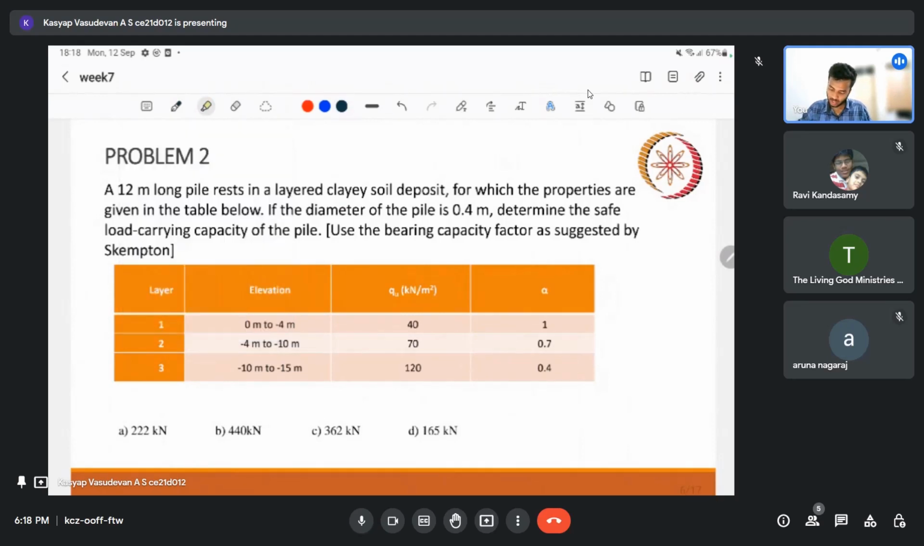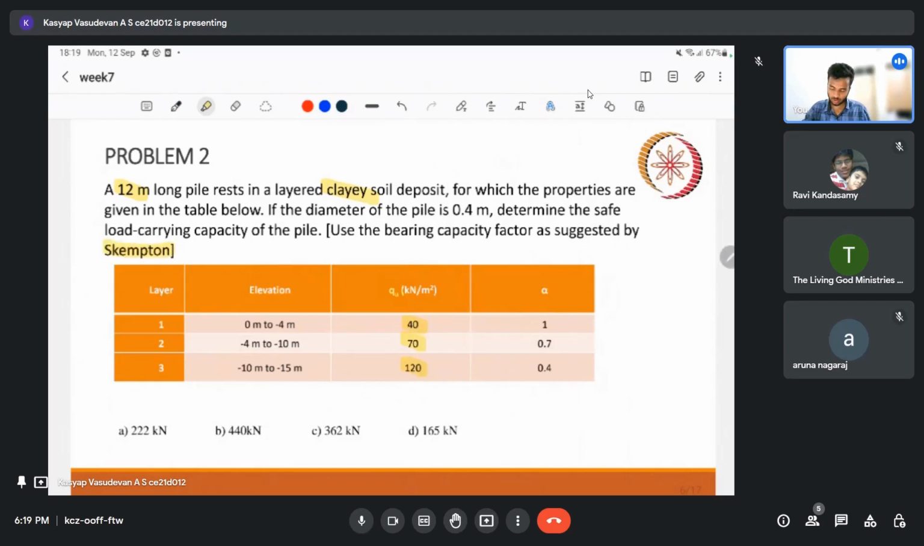In this question, we have a pile and a layered clay. So we have different types of clay in this question, with different properties. When I say properties of clay, we are interested in Cu and alpha. Cu they have given indirectly, as we told before, in terms of unconfined compressive strength, and alpha they have given straight. So we can do the same thing as we had done before.